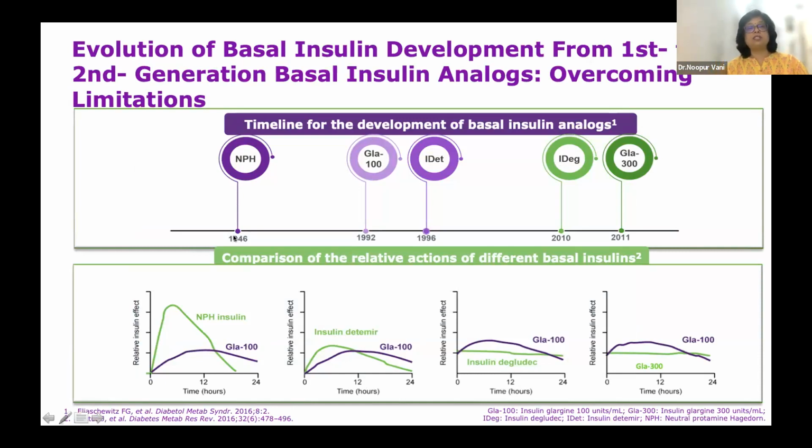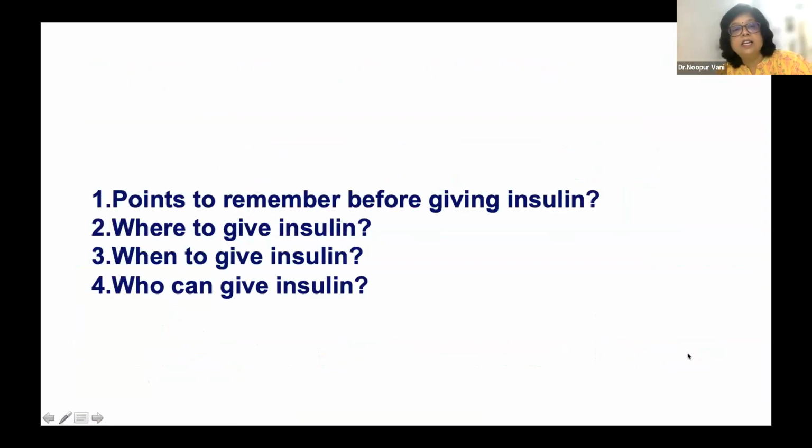This was how it was developed long back in 1946. NPH was developed, then came glargine 100 in 1992, then Detemir, and then Degludec, and then of course glargine 300, which is being so widely talked about nowadays. And this is the relative peak of each of the insulins. We are getting more flat peaks with more advanced insulin. So this was what is insulin, and the points to remember.